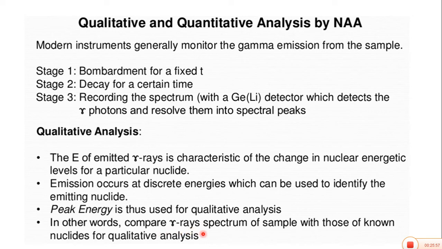In other words, compare the gamma ray spectra of the sample with those of known nuclides for qualitative analysis. So under the same conditions, when you are going to analyze your unknown sample material, you also hold a sample of a known material which you want to look for in the unknown sample material. You will definitely get the spectra of your known element. So if this similar type of spectra appears from the unknown material, it will give you a qualitative analysis that your required, particular type of element is also present in the unknown sample material.